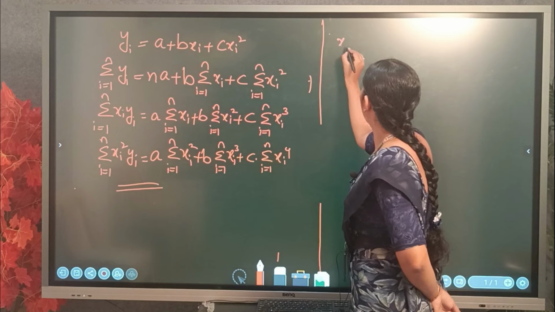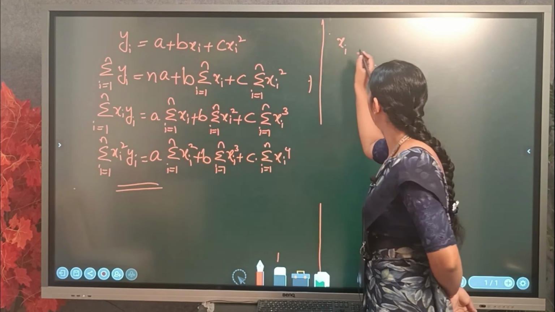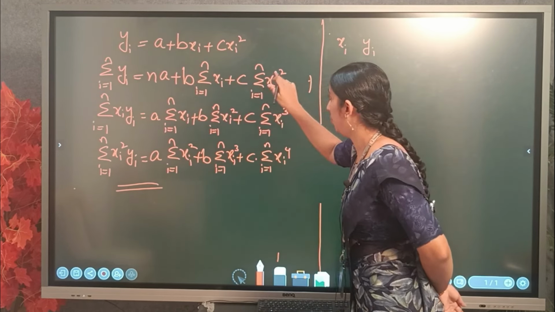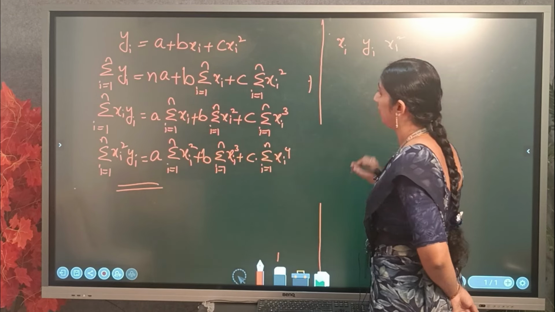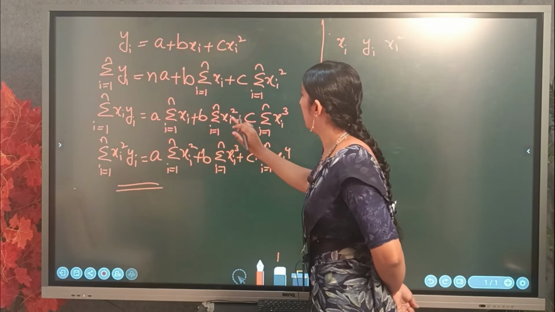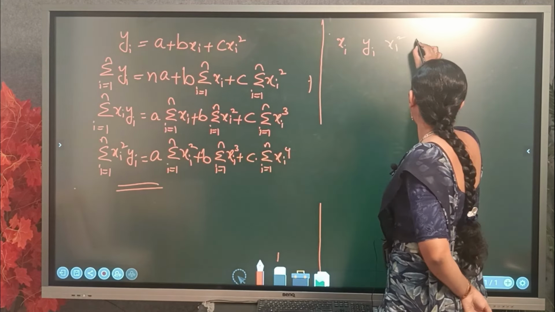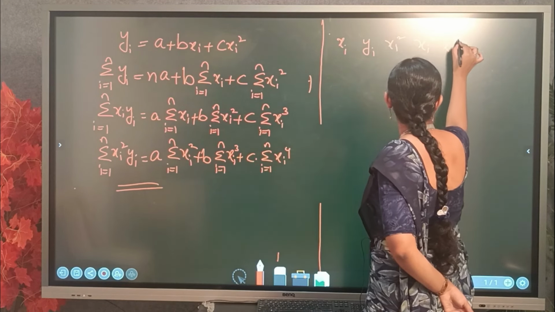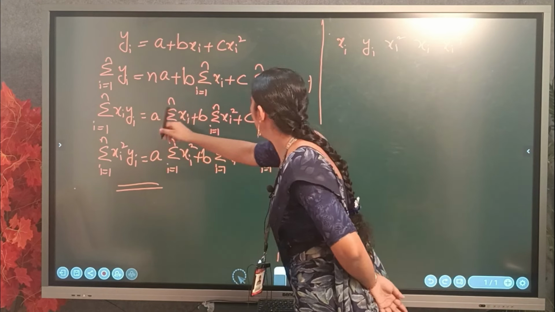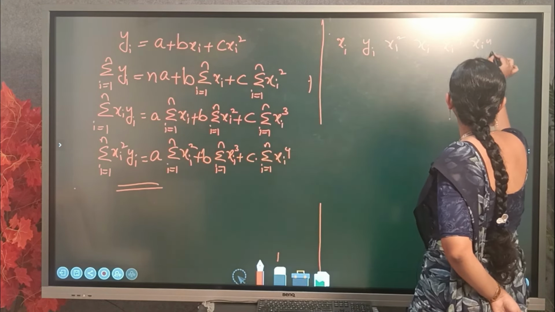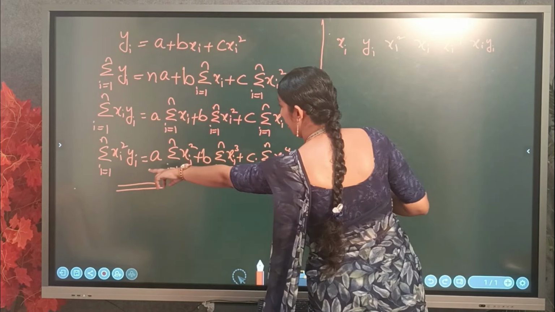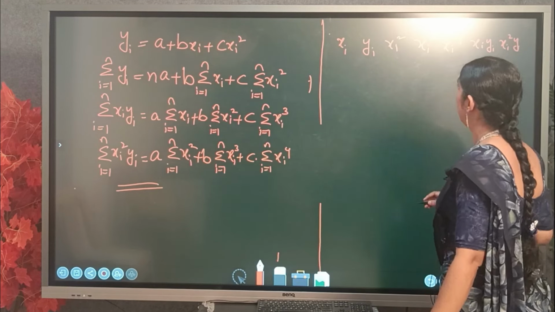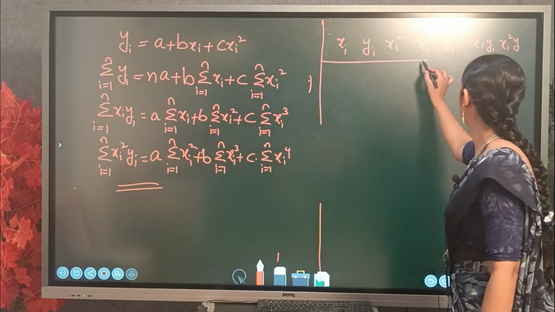That means you have to construct a table like xi, and y is enough. What is here? Xi square. Okay, and then xi square is already completed. What is here? Xi cube, and here xi power 4. Is it enough? No. There is xi yi. After that xi square yi. Clear? So like this you have to construct a table.